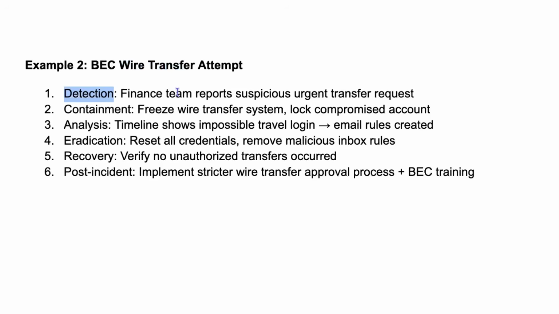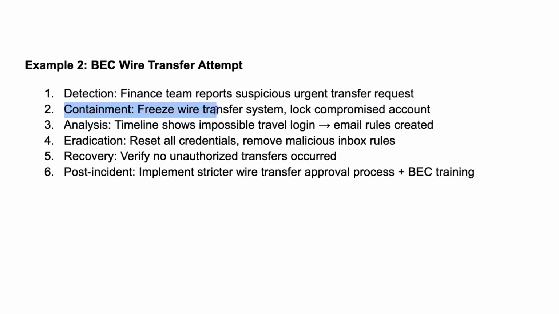So the detection in this case is that the finance team reports a suspicious urgent transfer request. They got a request to transfer a large sum of money to a vendor that they've never sent money to. So it's like, okay, well, we have no idea who this is. We have no idea why we're sending them so much money. We feel like there might be something wrong. So they go ahead and they report it.